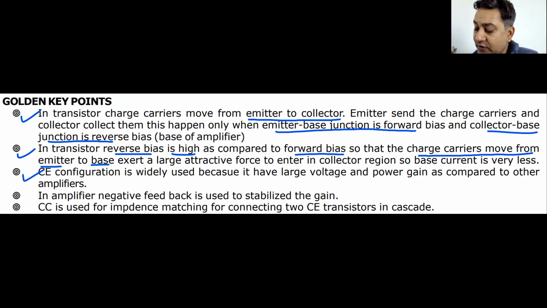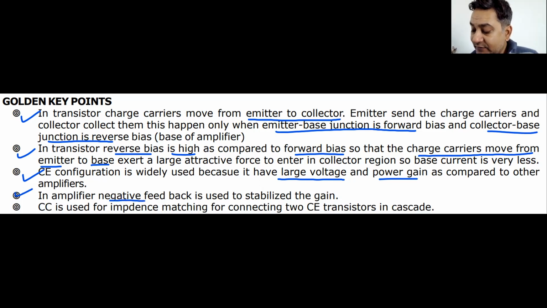Common emitter is widely used because it gives very large voltage gain. We have seen the use. Yes or no? Yes, sir. Power gain and voltage gain are highest in case of common emitter.